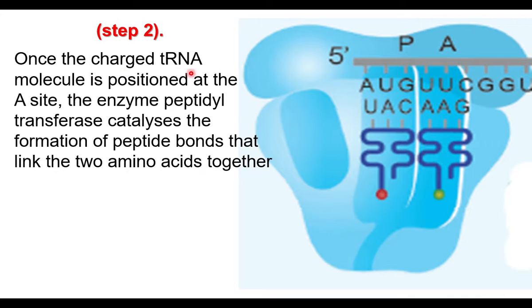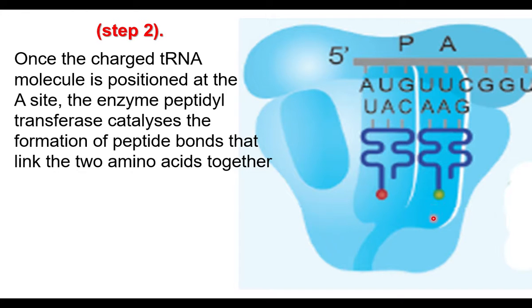Once the charged tRNA molecule is positioned at the A site, the enzyme peptidyl transferase catalyzes the formation of peptide bond that links two amino acids. Enzyme peptidyl transferase catalyzes the formation of peptide bond between two amino acids.